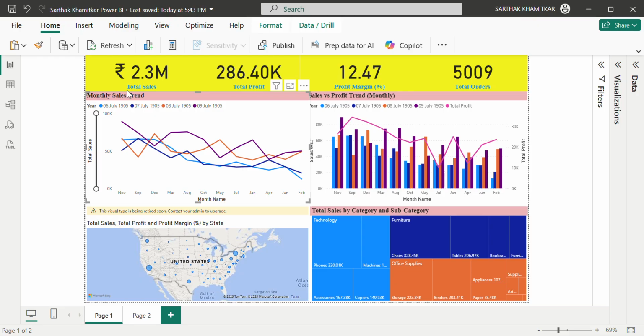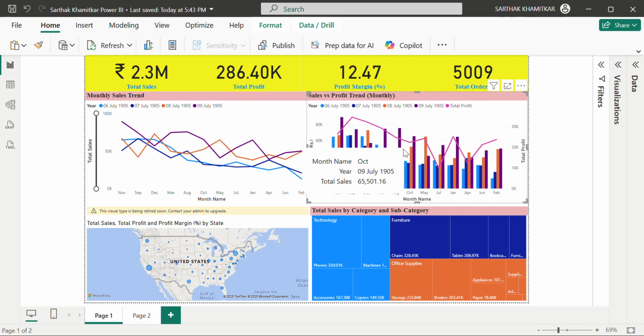Now let's speak about the sales versus profit trend, which I have shown in the form of a combo chart, combining bars for sales, in rupees, and a line for total profit. This visualization helps in understanding whether high sales months also lead to higher profits, which isn't always the case. For example, you might notice that in some months sales are high but profit margins are lower, possibly due to discounts or increased costs.